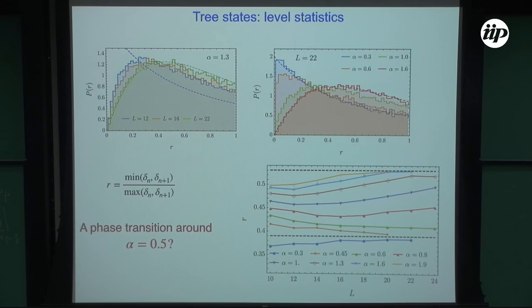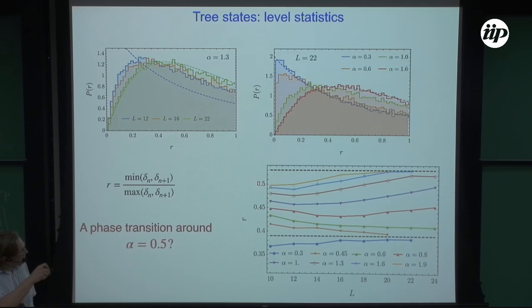Finally, what we can study is the level statistics. This graph shows the dependence of the average value of this usual parameter R on the system size. For systems exhibiting Wigner-Dyson statistics it should approach 0.53, while for Poisson it should approach 0.38 in the long system size limit. Let me discuss this picture. So what do we see here?